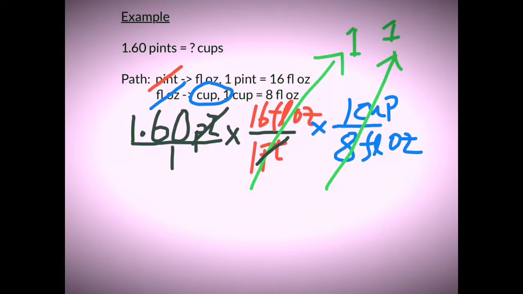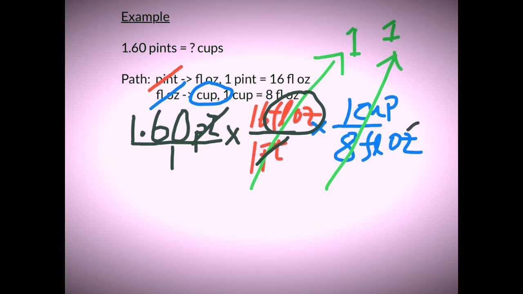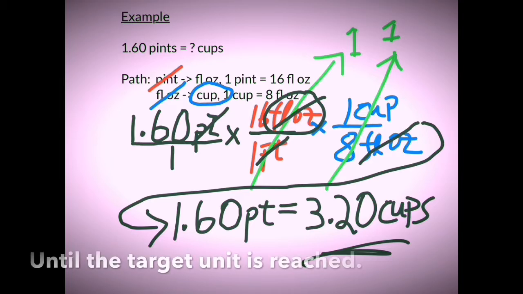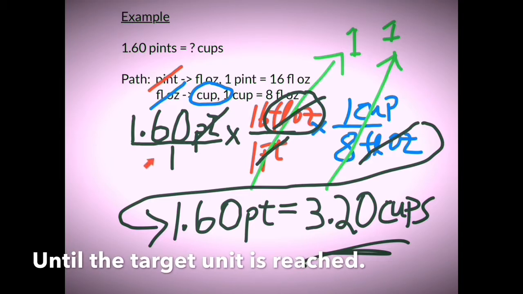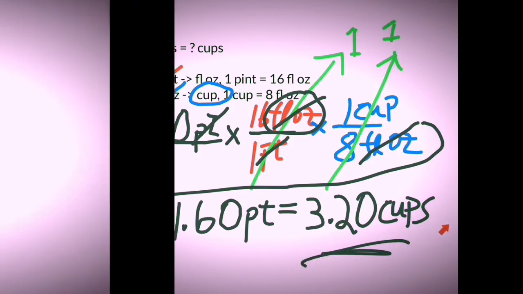Now we have fluid ounces. The next unity fraction needs to cancel the fluid ounces to obtain cups. The fluid ounces are in the numerator. Put the 8 fluid ounces in the denominator of the next unity fraction, and therefore we can cancel it. This gives us, to 3 significant figures accuracy, that 1.60 pints is 3.20 cups.